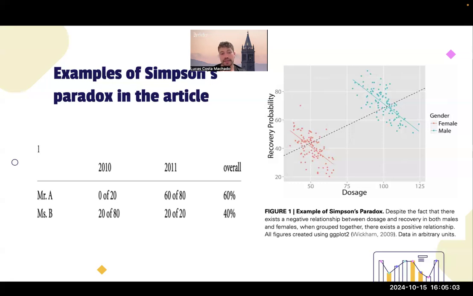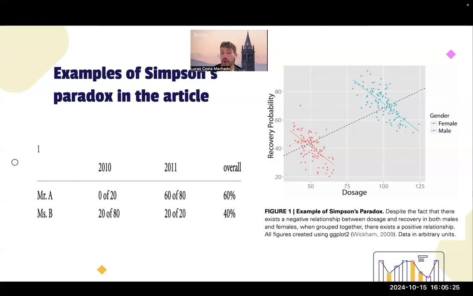But if we see the data by years, we see that for both years, person B had a higher acceptance rate for the articles. The only problem is that although person B had 100% in 2011, they submitted way fewer articles than person A.